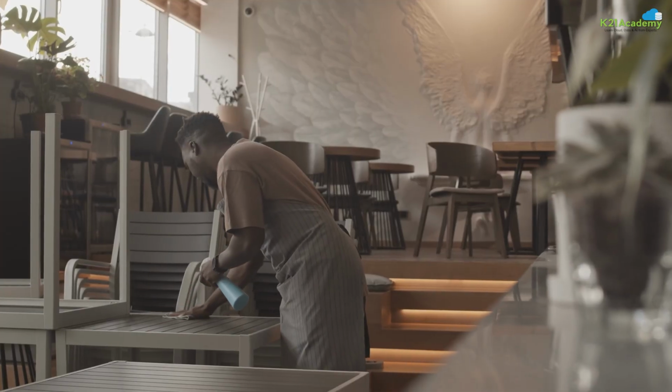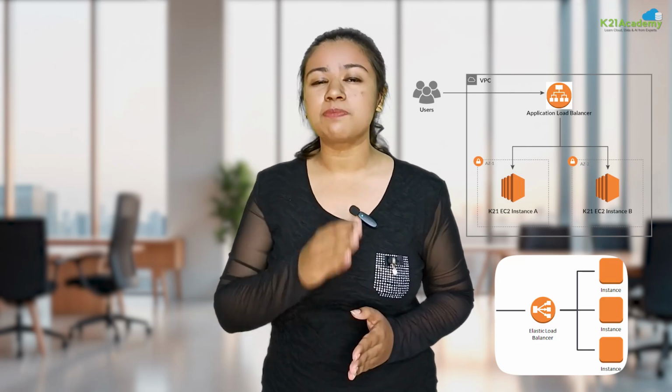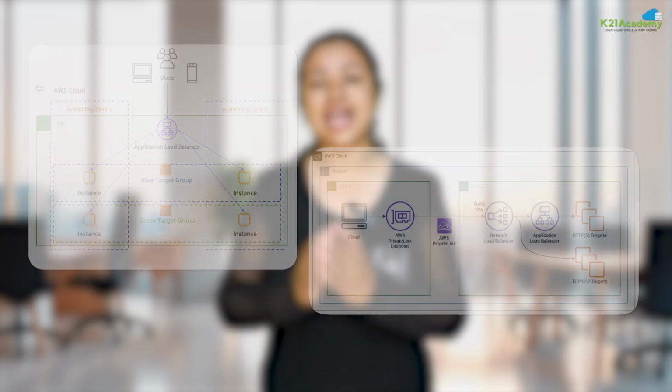Just like a busy coffee shop needing more employees to handle the crowd, load balancers help distribute traffic across multiple servers to ensure your application performs optimally. And in this video, we will break down AWS load balancers, focusing on their types: application load balancers, network load balancers, and gateway load balancer. We'll also explain how they handle traffic, improve performance, and ensure high availability. We'll look at real-world scenarios like how companies use these load balancers to route traffic efficiently and securely.